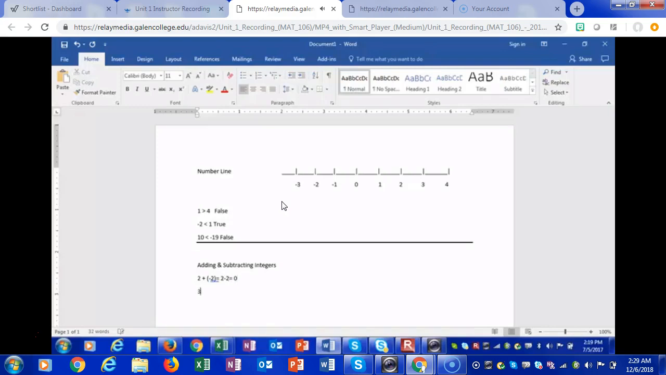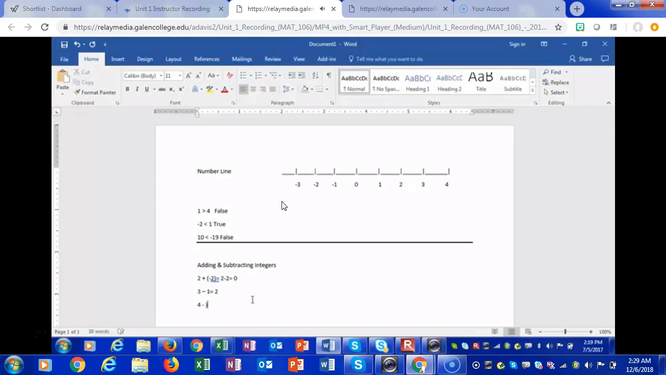How about 3 minus 1? What is 3 minus 1? You can also use a number line. If you're at 3, if I move back to the left one place, 3 minus 1 is actually 2.